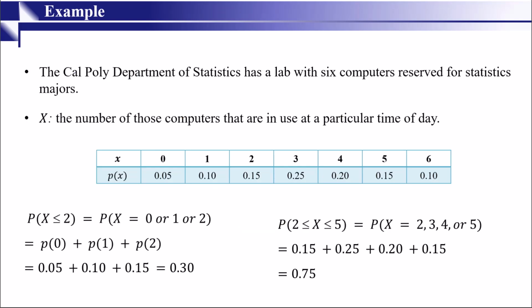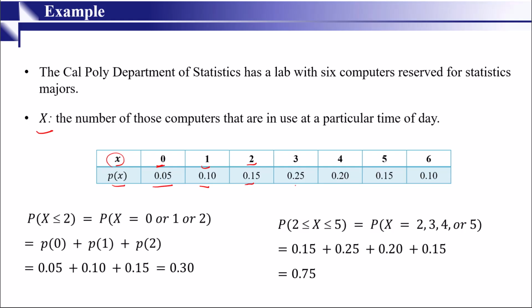Imagine a lab with 6 computers. X here we define as a random variable, and it's the number of those computers that are in use at a specific time. In this table, the probability that no computer is in use is 5%. The probability that one computer is in use is 10%. The probability of 2 computers in use is 15%, 3 is 25%, 4 is 20%, 5 is 15%, and 6 is 10%. You can see here the first row is the possible X values for our random variable, and the second row, p(x), the PMF, is the probability of each such value.